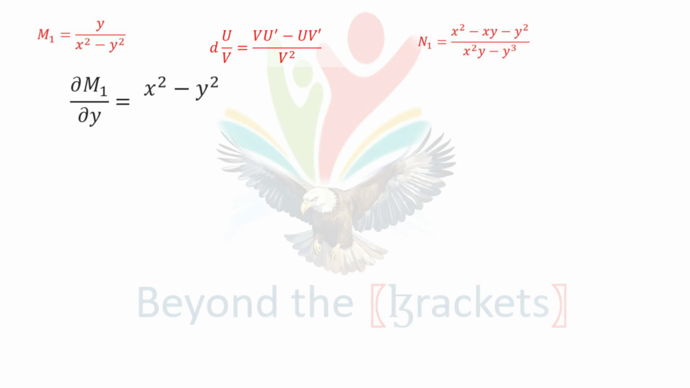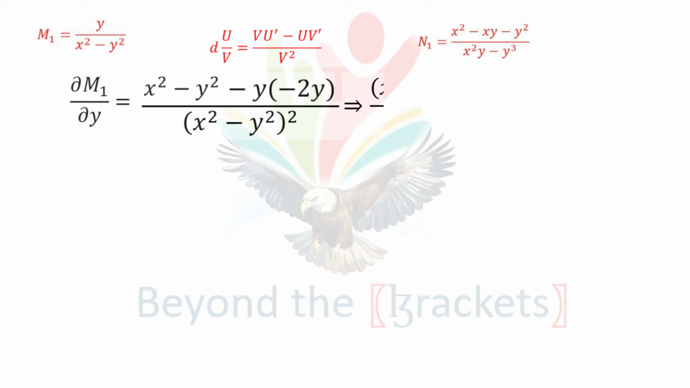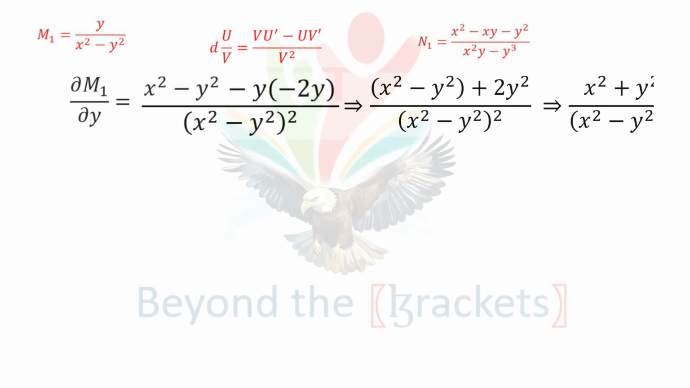Differentiating y partially with respect to y, we get 1. Minus, writing the numerator as it is, so y into differentiating the denominator with respect to y, we get minus 2y, divided by denominator whole square. Simplifying this further, the answer is (x square plus y square) by (x square minus y square) whole square.